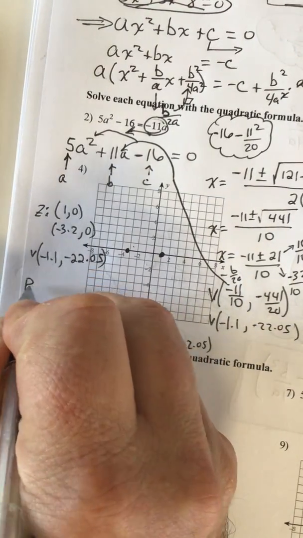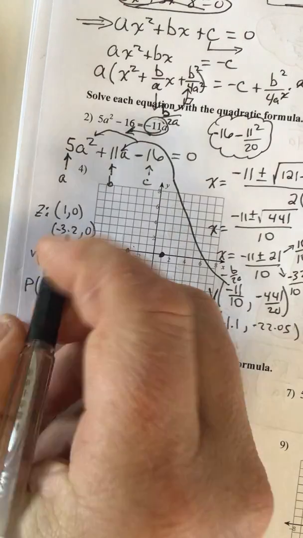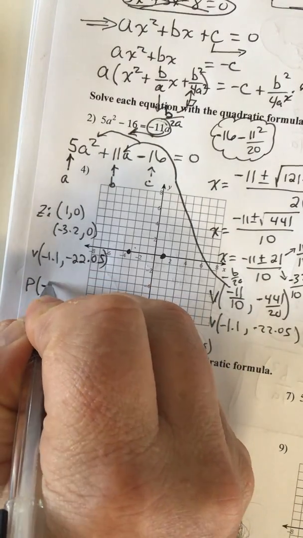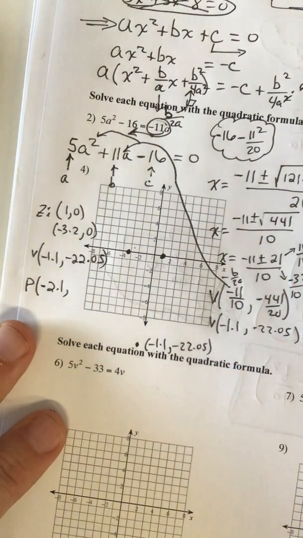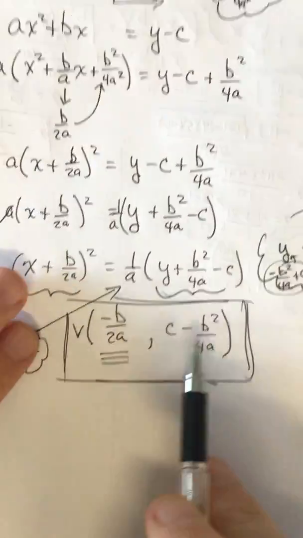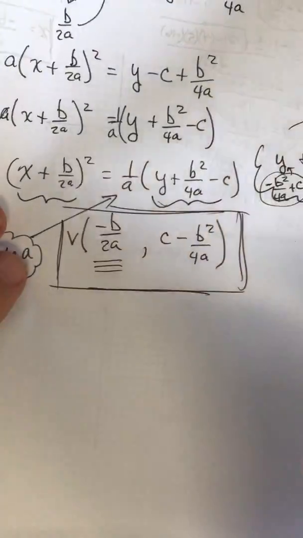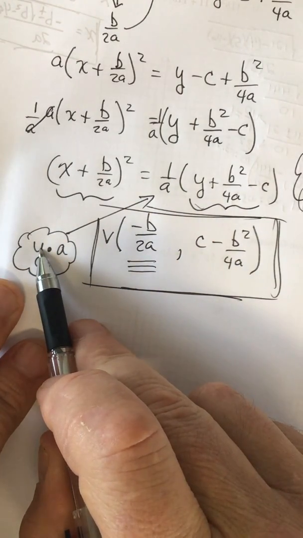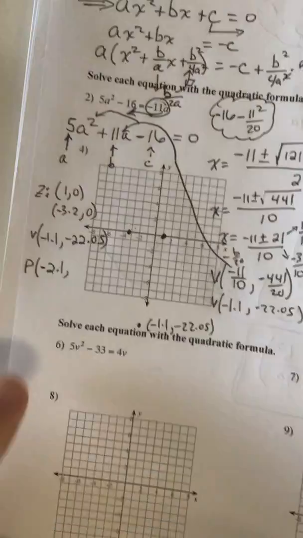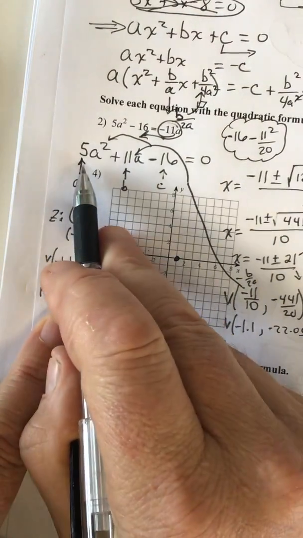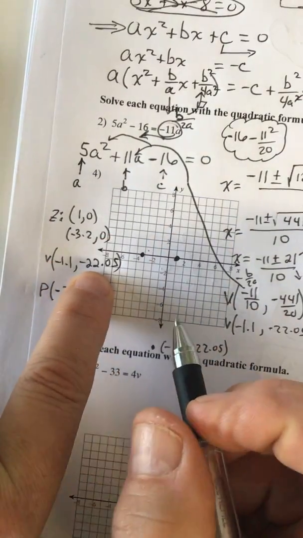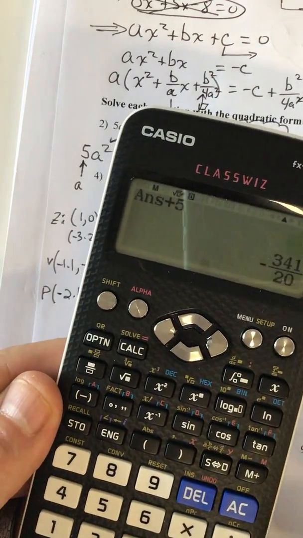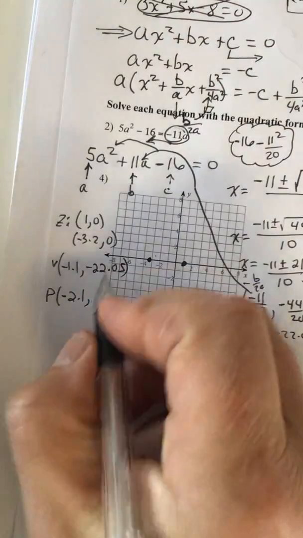Okay, so the next points. So point number 1. I'm going to go 1 unit to the left. So if I have negative 1.1 and I go 1 more unit in the negative direction, it'll be negative 2.1. The a is the y value, it's always multiplied by the a. So when I go left 1, it's going to go up 5. So negative 22.05 plus 5 is negative 17.05.